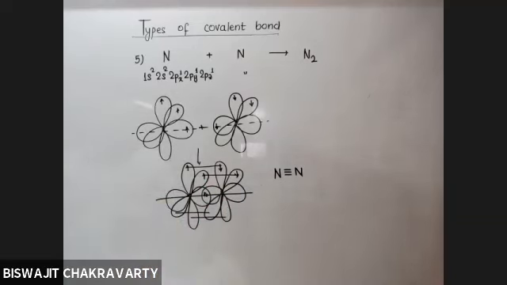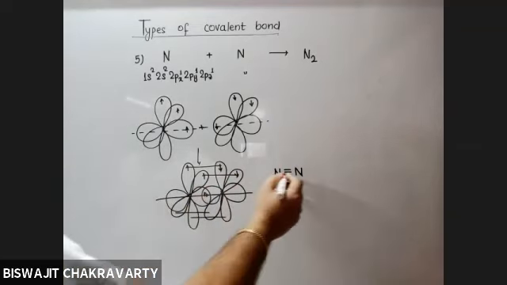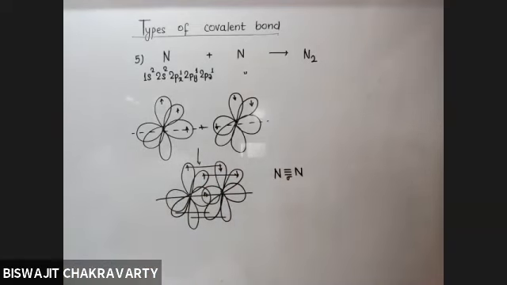So when we draw a triple bond, as you can see, only one of them can be sigma and the rest two are pi bonds. So in nitrogen triple bond nitrogen, two of them are pi bonds and one of them is sigma bond. Understood? Yes, sir. Okay.